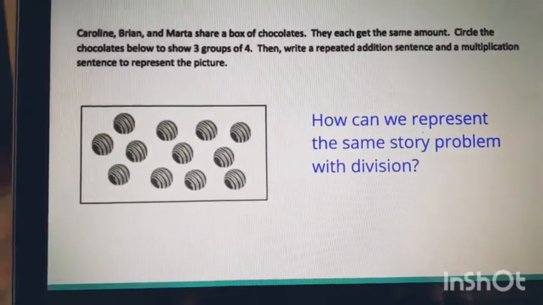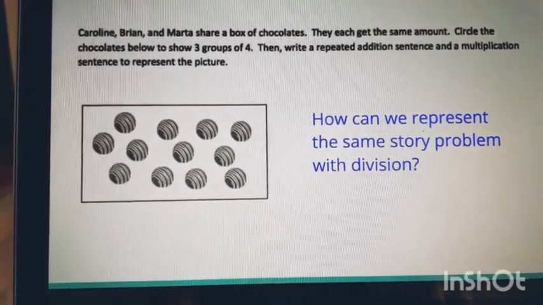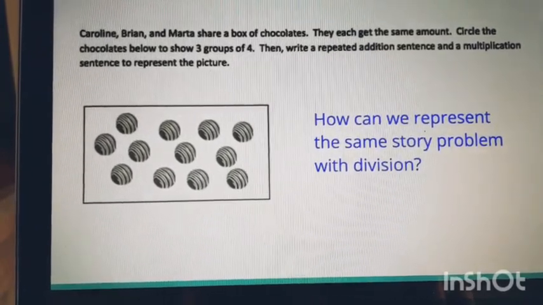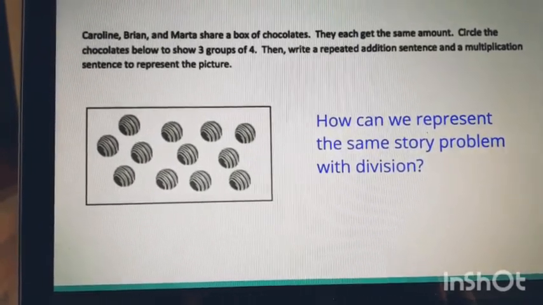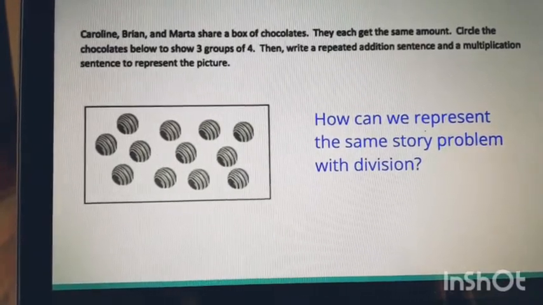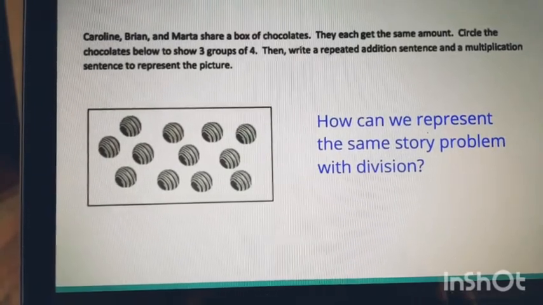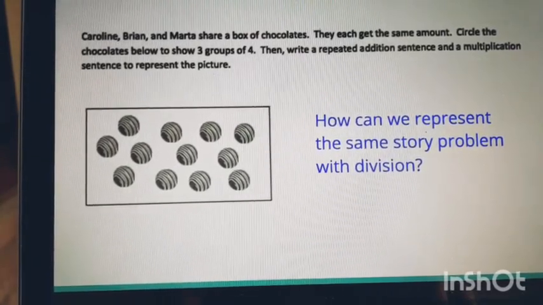Now we're going to think about division. So thinking about that same story problem, how could we represent this using division? If we start with 12 and we divide it up, what are some ways that we could write that using division problems? Write down a few ideas that you have on your piece of paper in front of you.